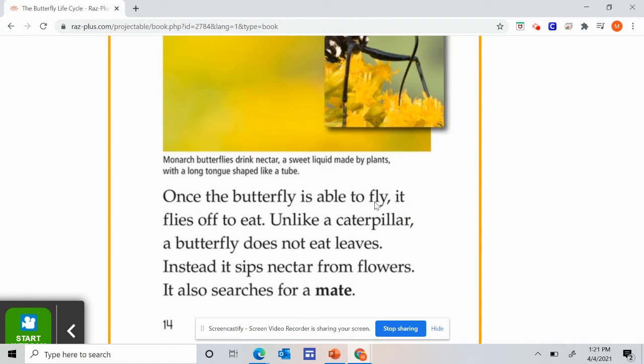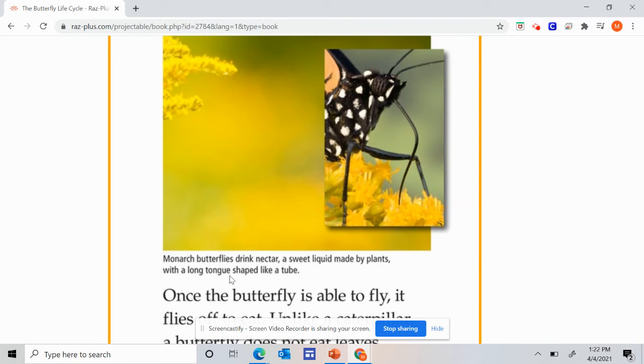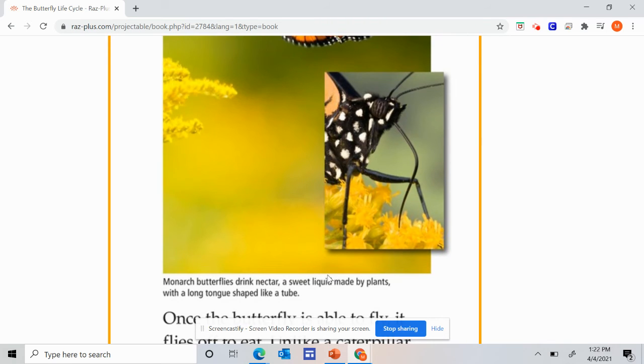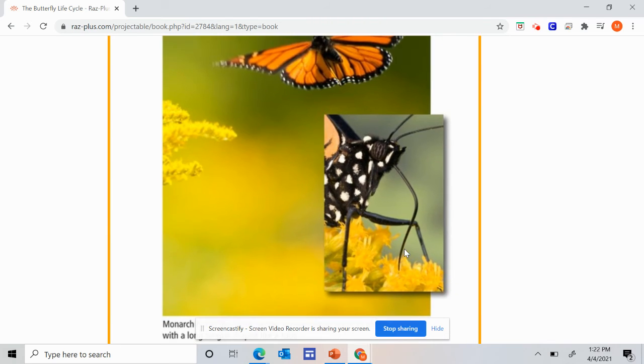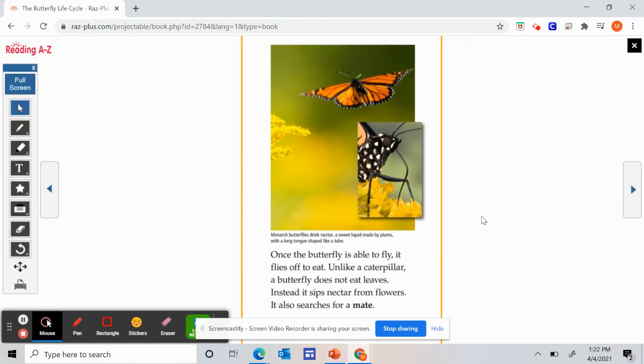Once the butterfly is able to fly, it flies off to eat. Unlike the caterpillar, a butterfly does not eat leaves. Instead, it sips nectar from flowers. It also searches for a mate. Monarch butterflies drink nectar, a sweet liquid made by plants, with a long tongue shaped like a tube. So this is that tube it's talking about, and that's how he drinks. It's the nectar from the flower.